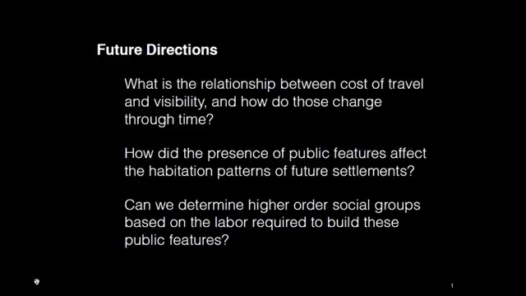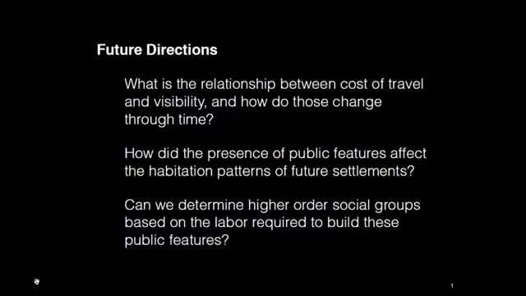So future studies should disaggregate the cost of access and visibility to better understand and examine how these two metrics relate to one another through time. We can also examine how the presence of public architecture affected the settlement patterns of future households, since in many cases, these public features likely functioned longer than the period in which they were built, perhaps showing that households were drawn to a certain area because of the presence of public features.